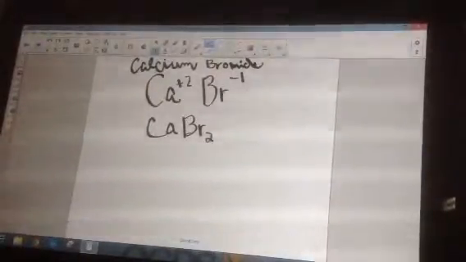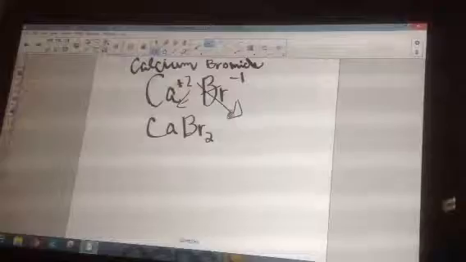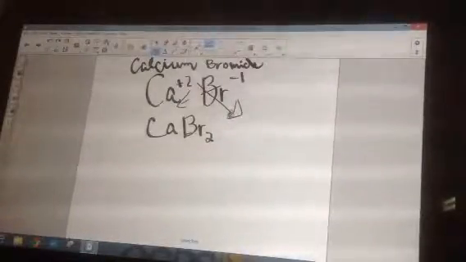Calcium bromide. Calcium's out of the +2 column, Br is out of the -1 column. They get crisscrossed, that there. It becomes Ca gets the 1, Br gets the 2, and I don't write ones. That's it. That's all there is to writing formulas.